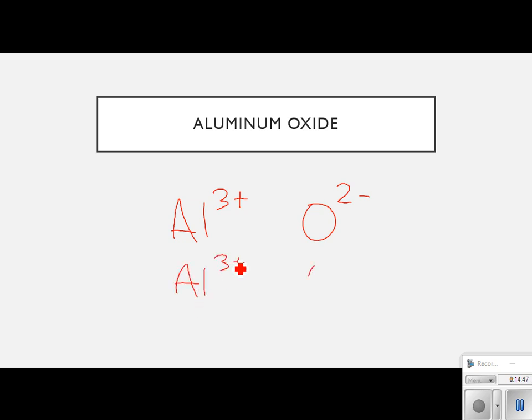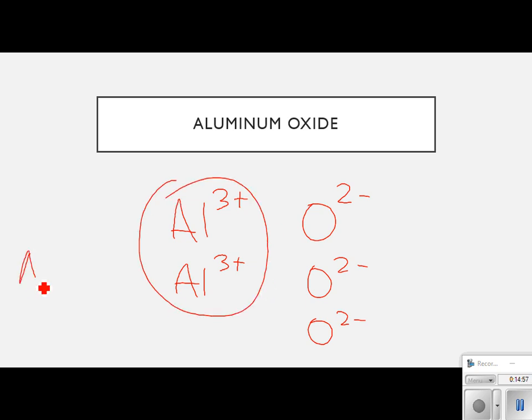Well, there's 6. There's 6. So in order to do this, I can see that I need 2 aluminums, and I need 3 oxygens. Al2O3.